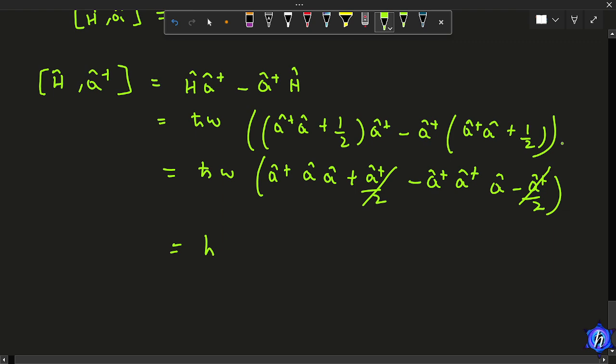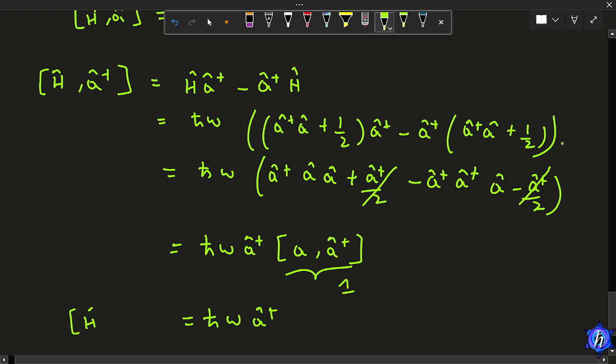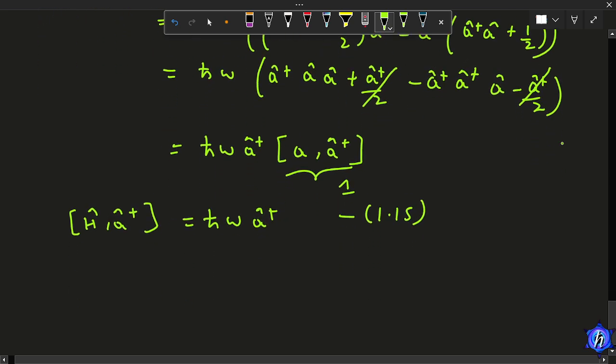We'll take A† common, and we're left with this commutation relation between A and A†, and we already know that this is equal to 1, so this is nothing but A†. And this is equation 1.15. So we're done with this fun part.